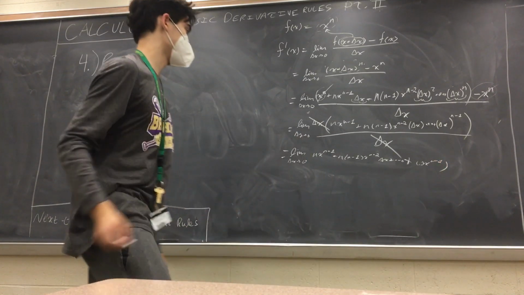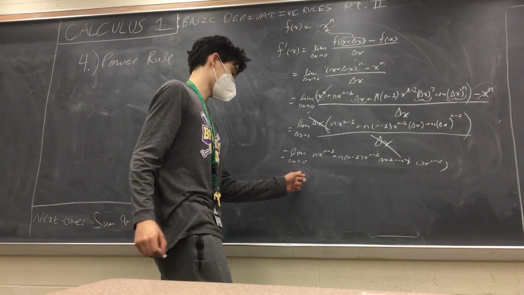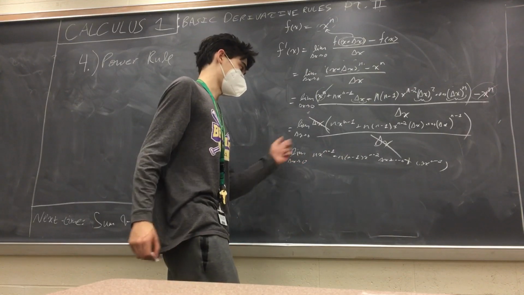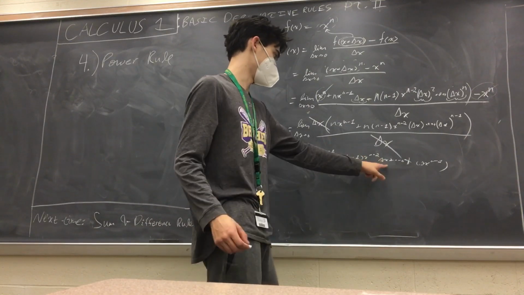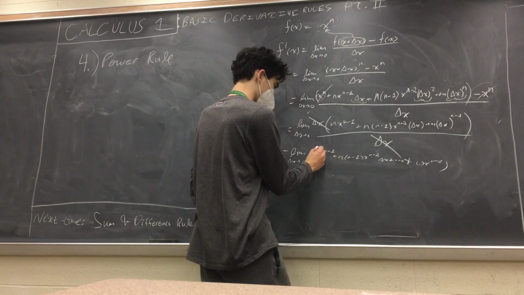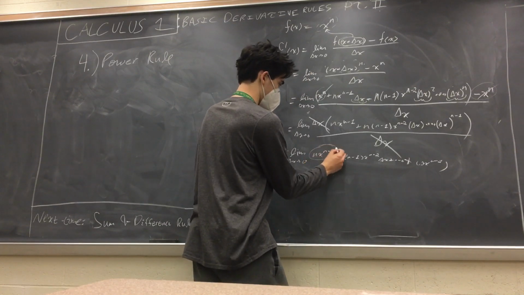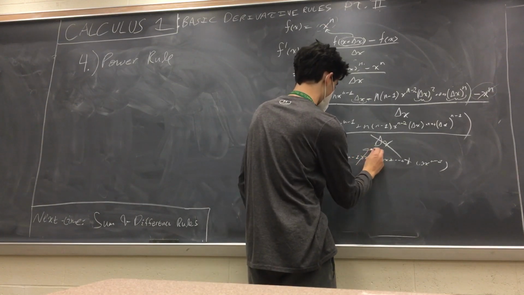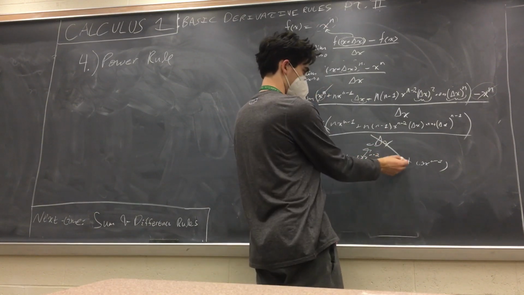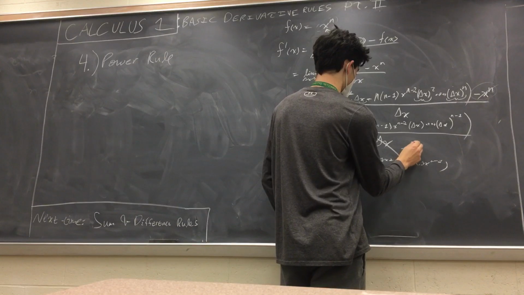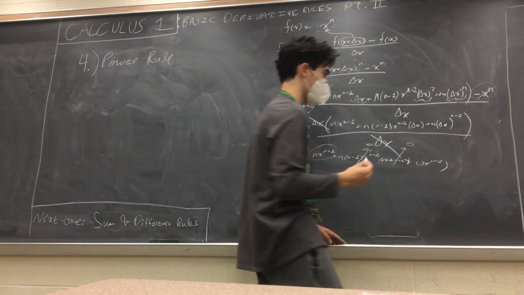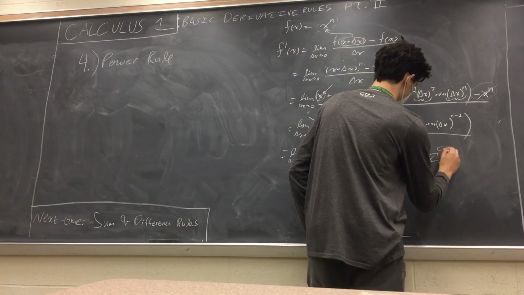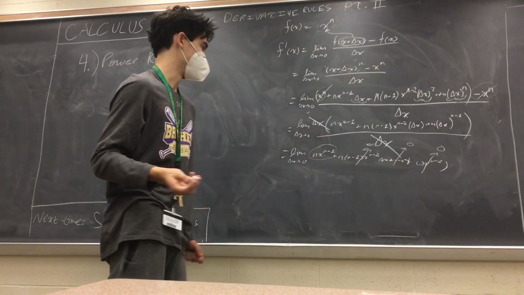So now we can directly substitute 0 in for delta x, so delta x goes to 0. This first term stays as nx to the n minus 1. This second term, since it has a delta x, goes to 0. All the other terms have delta x, so they go to 0. And this final term also has a delta x, and this goes to 0.